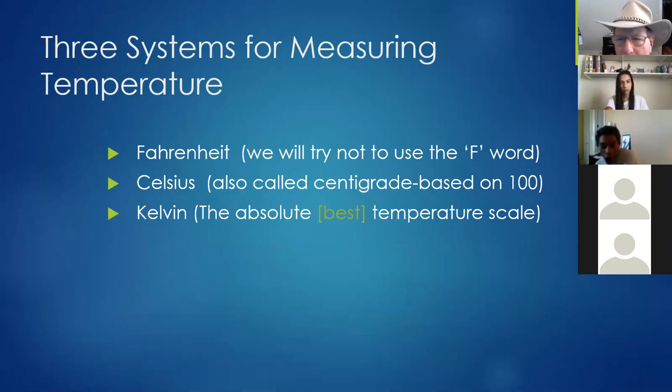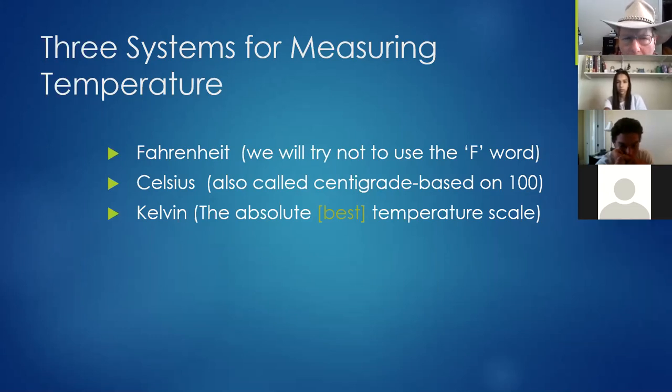I will try not to use the F word. Depends upon how much you guys frustrate me. Fahrenheit, we do not use Fahrenheit. It is all metric in here. Centigrade, also called Celsius. If I say centigrade or I say Celsius, I mean the same thing. It's based on a scale of 100. And Kelvin is the best temperature because it relates the temperature to when the temperature is at absolute 0. Kelvin is the best temperature to use.